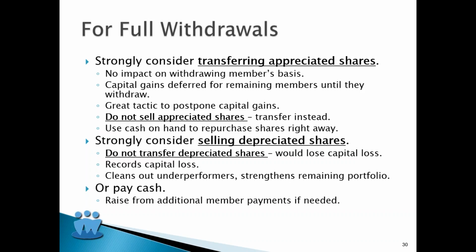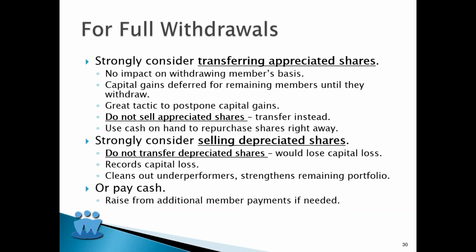In a case of a full withdrawal, if you've got stocks that are underperformers, the losers, the depreciated shares, never transfer those because you're going to give up the capital loss. You want to record the capital loss, and this is a great opportunity to clean out your portfolio. From a portfolio management basis, it's really key. It's great to have a full withdrawal, and now's your chance to sell a stock that's not performing well without hurting the feelings of the person who recommended the stock in the first place. We're just going to clean out the portfolio.